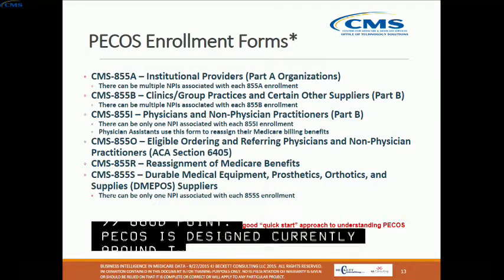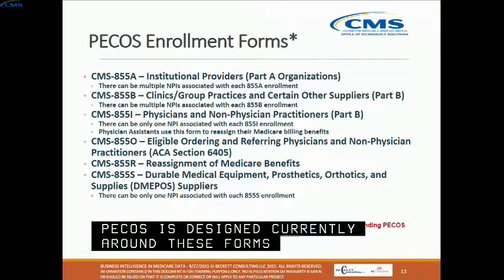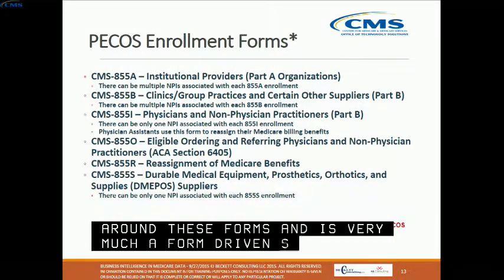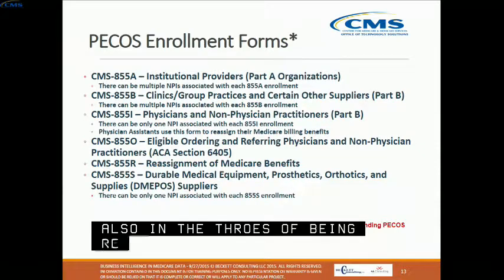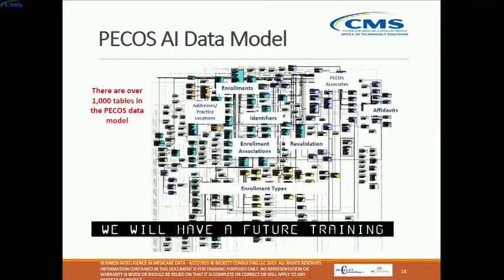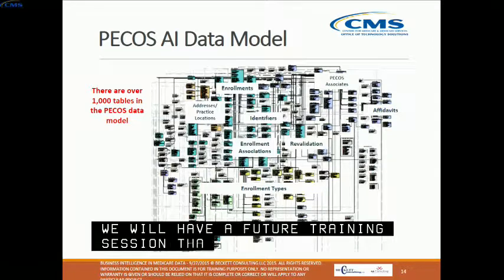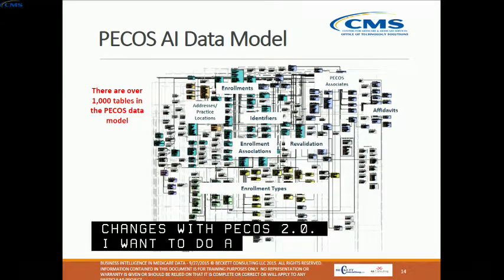Okay. But as we have said before, PACOS is also in the throes of being redesigned. So this may change, and we will have future training sessions that unpack and explain the changes that come with PACOS 2.0. Okay. I want to do a bit of a run through the PACOS administrative interface data model.